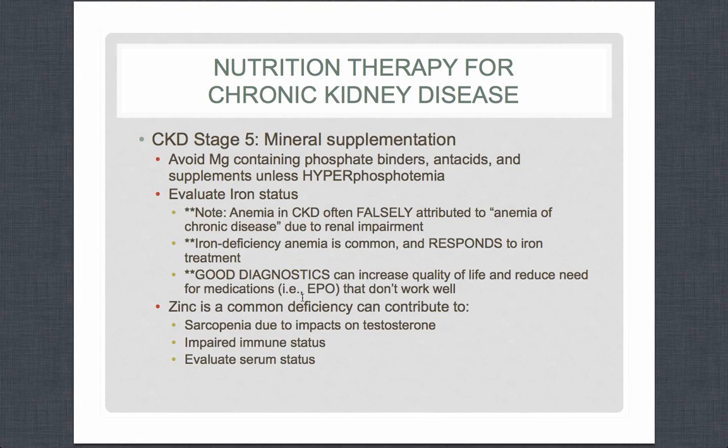And then zinc is a common deficiency. It can contribute to sarcopenia because it can reduce testosterone and reduce immune status. So zinc replacement can be important, and evaluating zinc status in the blood can help identify if there's an insufficiency or deficiency.